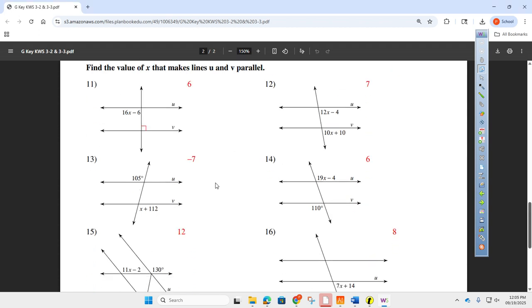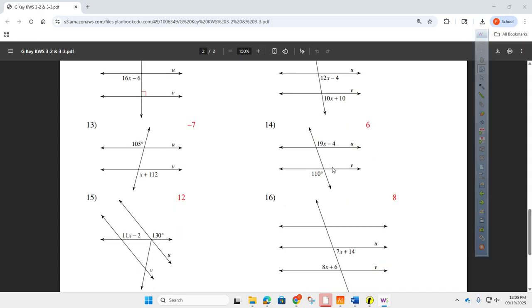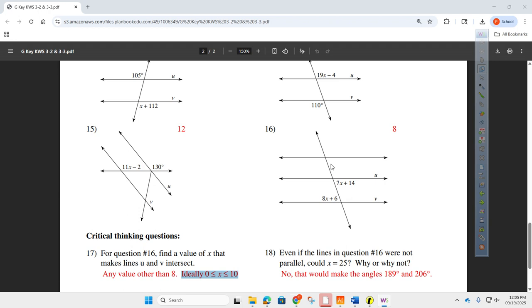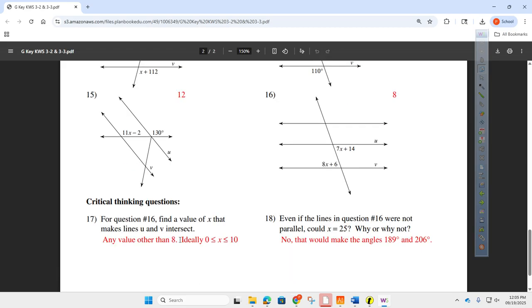For 11 through 16, you did not have to give me a reason. You just had to set up, write the equation and solve for x. You had to know the relationship between those angles. So the values for the variable are in red. This is the part of number 17 I was looking for.